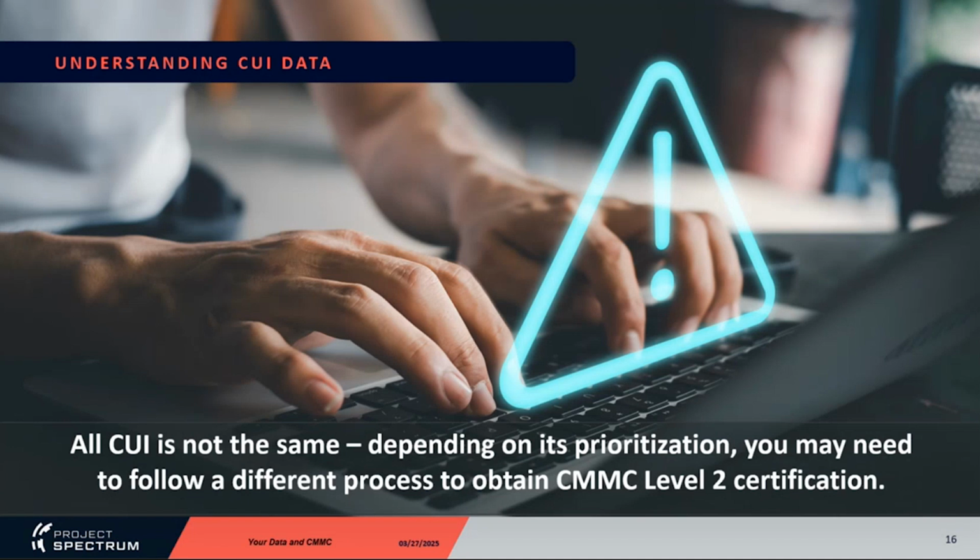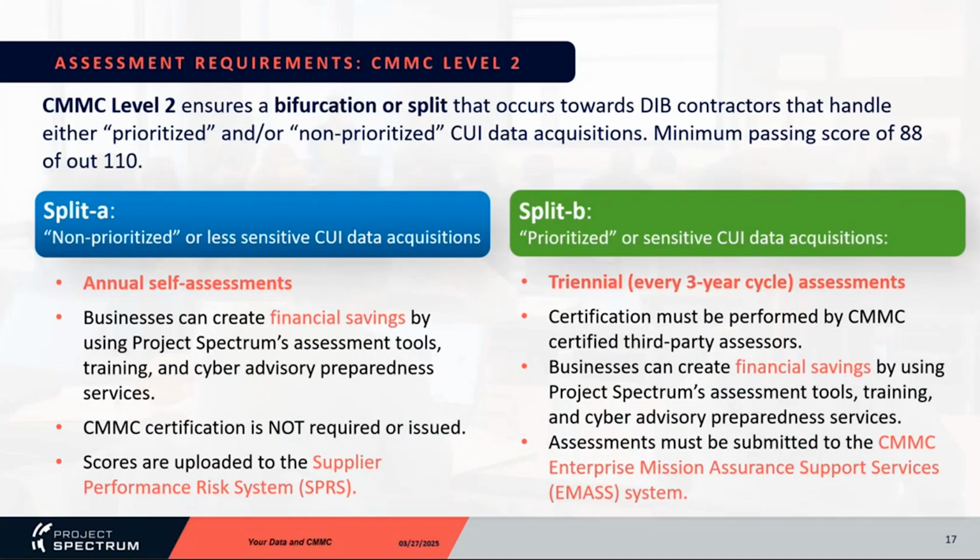And you need to remember that all CUI is not the same, because with CUI you have prioritized and non-prioritized. Depending on the prioritization, you may need to follow a different process to obtain CMMC level 2 certification. And this is what we're referring to. This is where it's a split, or bifurcation. Bifurcation, one or the other. I'll just say split. The split occurs when you have contractors that handle either prioritized or non-prioritized CUI data acquisitions. And the minimum passing score is 88 out of 110.